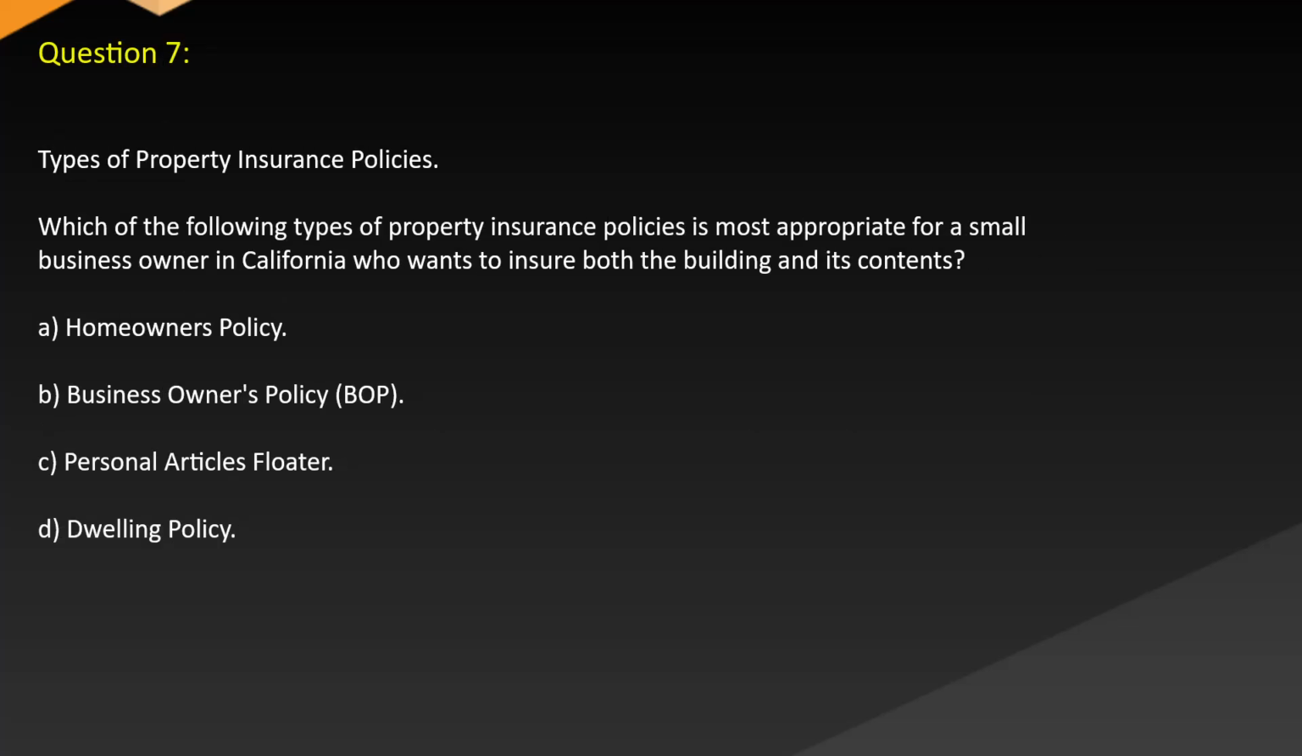Question 7. Types of property insurance policies. Which of the following types of property insurance policies is most appropriate for a small business owner in California who wants to insure both the building and its contents? A. Homeowner's policy. B. Business owner's policy, BOP. C. Personal articles floater. D. Dwelling policy.